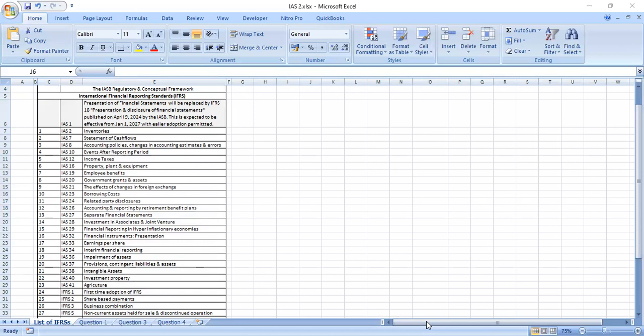According to IAS 2, inventories are defined as items that are held for sale in the ordinary course of business, in the process of production for such sale, or in the form of materials or supplies to be consumed in the production process or in the rendering of services. This standard applies to all inventories except, number one, financial instruments, which is in accordance with IFRS 9 on financial instruments, and biological assets related to agricultural activities and agricultural produce at the point of harvest, which is in accordance with IAS 41 on agriculture.